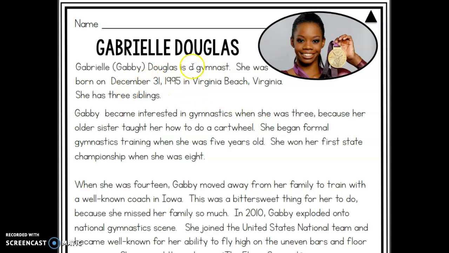So we started off with the date when she was born. Then we read that when she was 3, she first became interested in gymnastics, followed by the age of 5 when she began formally training in gymnastics, and then at 8 she won her first state championship. The reason why chronological order is so important in a biography is because we can't just put these events in any type of order that we want to.